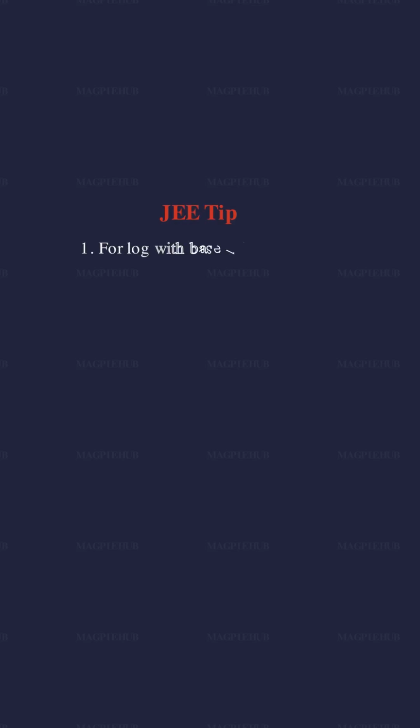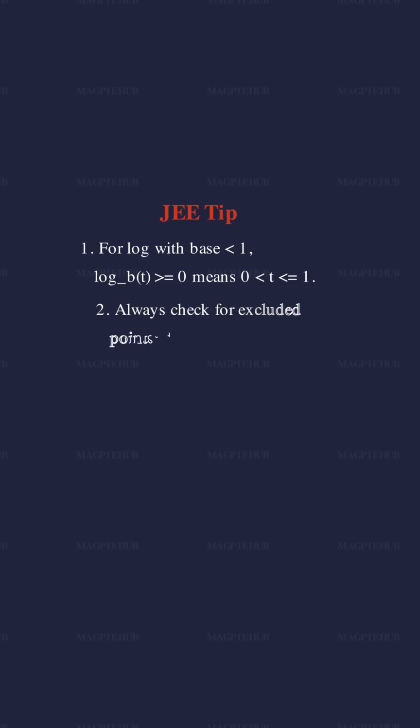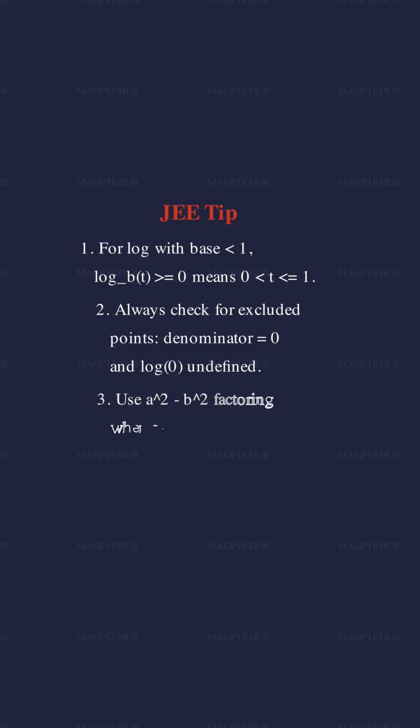Here are some JEE tips. Tip 1. For logarithms with base less than 1, remember that log base b of t is non-negative only when t is between 0 and 1 inclusive. Tip 2. Always check for excluded points where the denominator is 0 or where the expression inside the log becomes 0. Tip 3. When you encounter squared absolute value inequalities, the difference of squares factoring a squared minus b squared is very powerful.